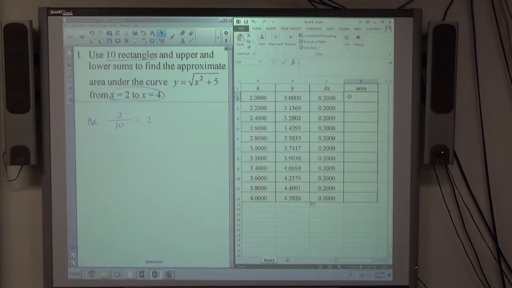And then the area is always equal to y times delta x. So B2 times C2 goes there. And if I click here and drag this down all the way, it's B3 times C3, B4 times C4, B5 times C5, and so on. These are the areas, these are the numbers that I care about. The upper sum equals and lower sum equals is what I'm going to put here. Let me make that a little bit bigger font so we can see.